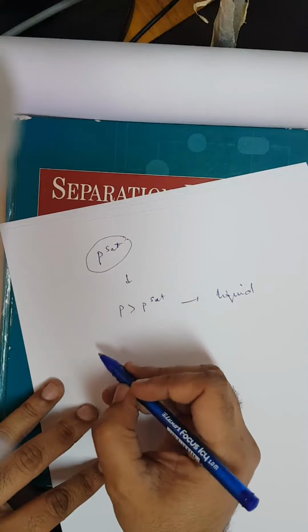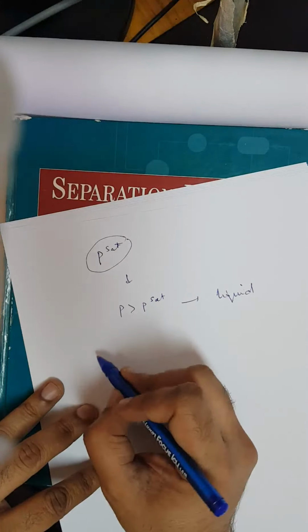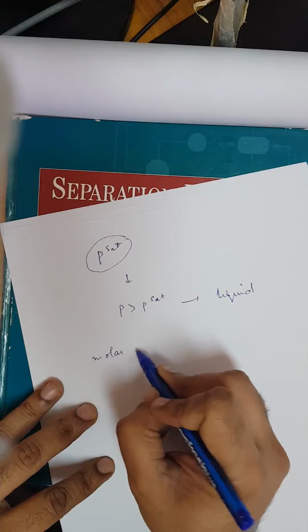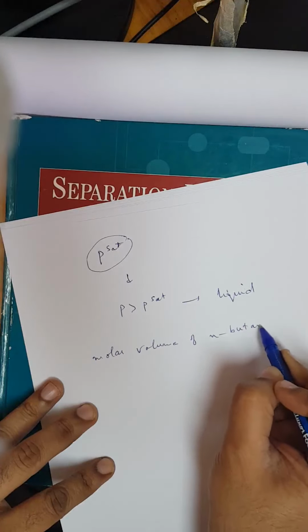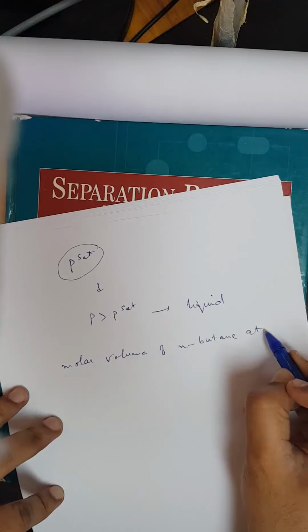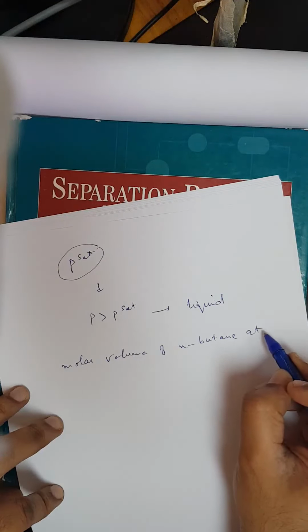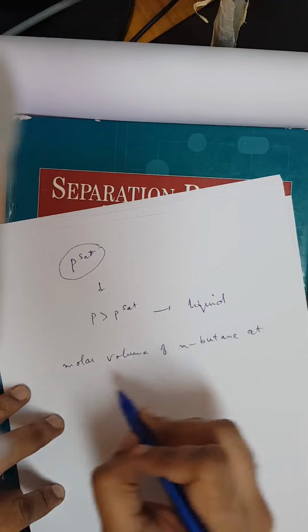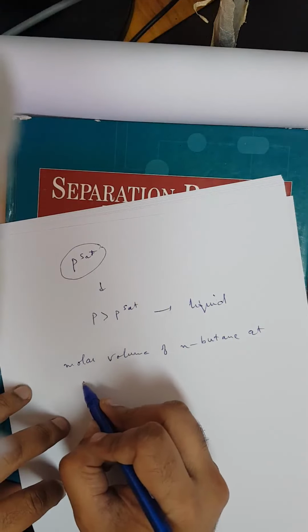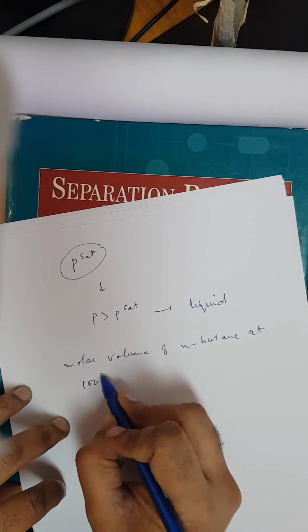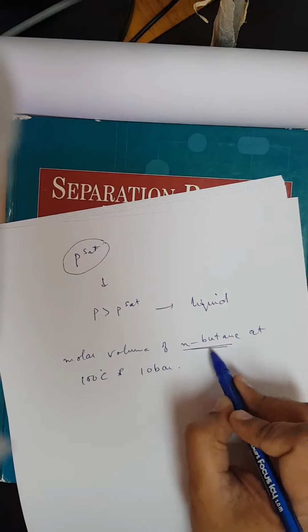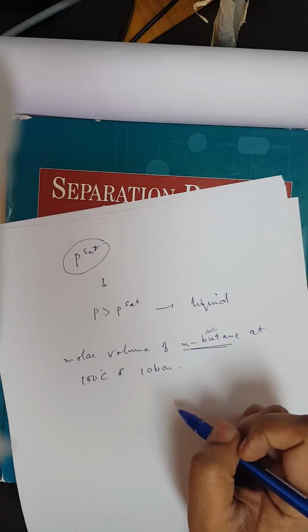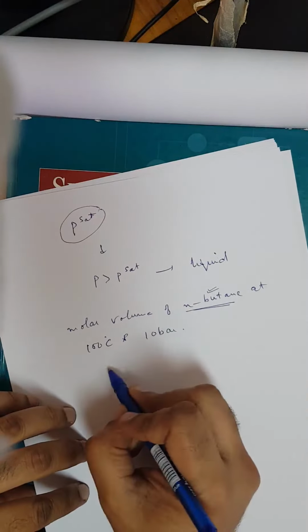Like I will say, find the molar volume of butane at, let's say, 100 centigrade and 10 bar. But we don't know whether this butane is in the gas phase or the liquid phase. So that's why you first have to find P sat.